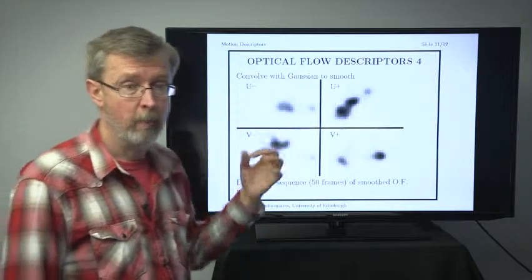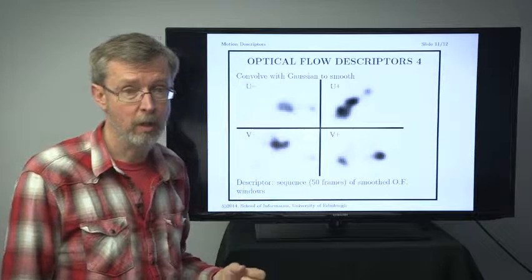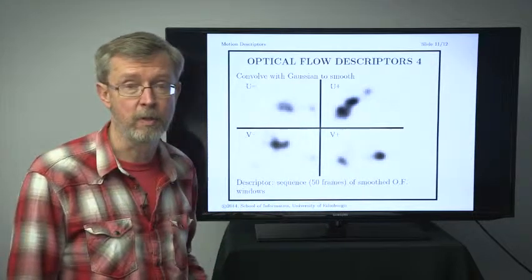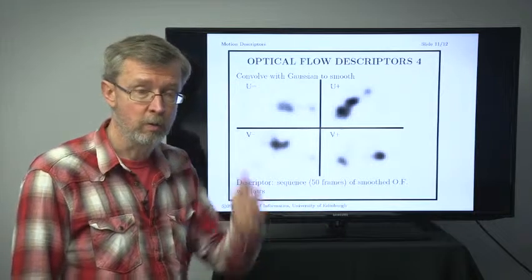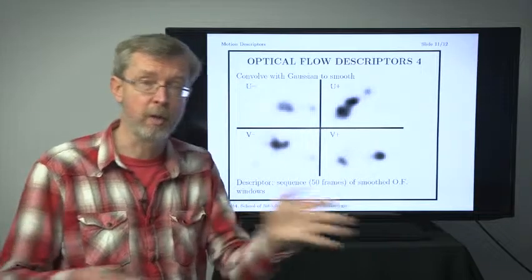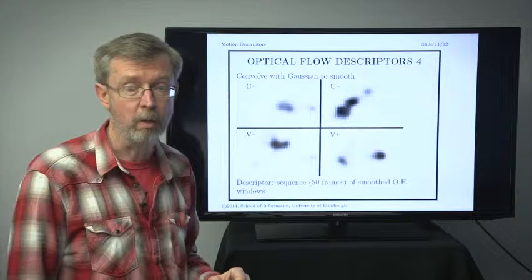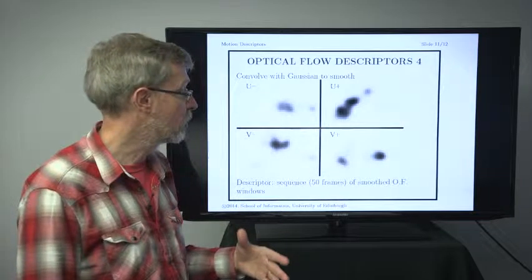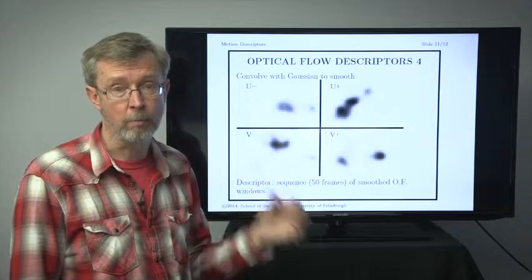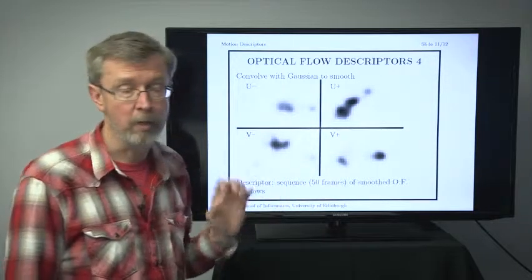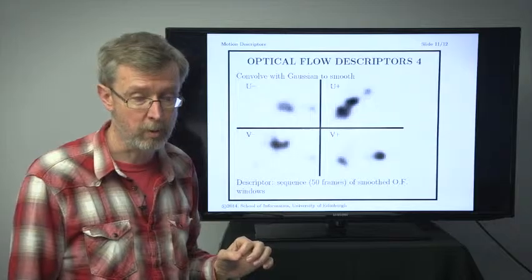Well, we do this for every one of the frames, and we may have 50 of them. They use 50 in their particular example. So they took the center frame plus or minus 25, or 24 thereabouts, to get a total of 50 frames. And for each of those frames, they took the optical flow, and then they split it up, and then they smoothed it. And that's what they came up with for their descriptor.